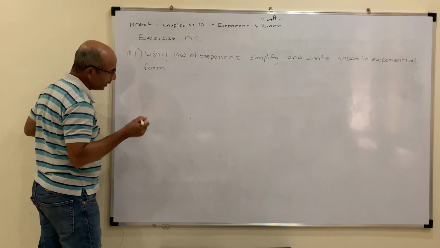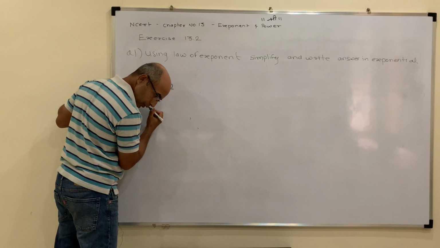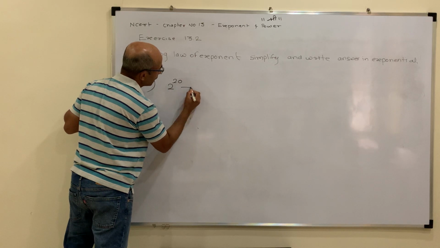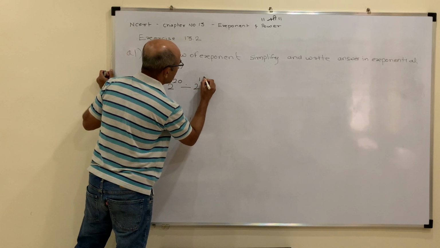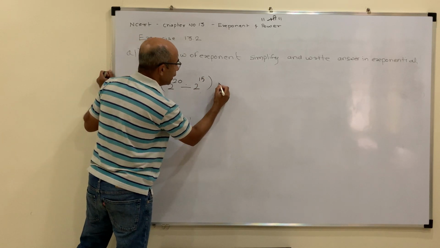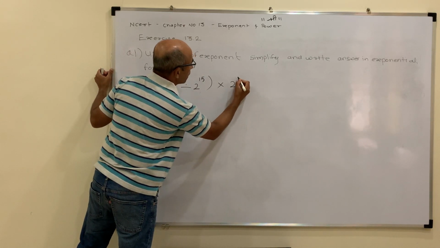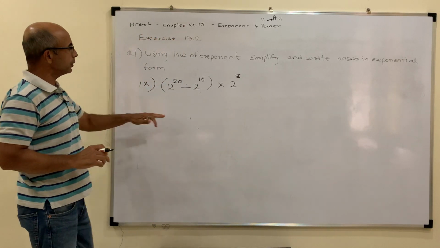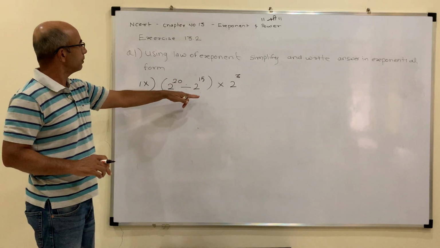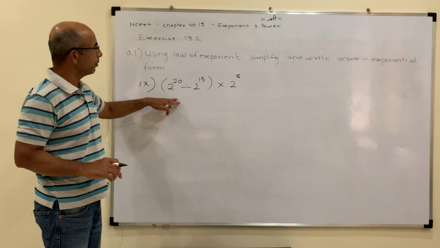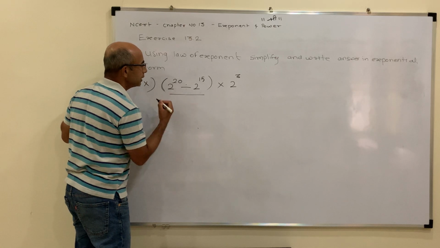2 raised to 20 divided by 2 raised to 15, bracket, into 2 raised to 3. Now here first you can sort out this one and then you can do this one, or even if you do it straight away by putting 2 raised to 15 on the denominator side, that should be okay. Since they have applied a bracket, I'll solve this first one.